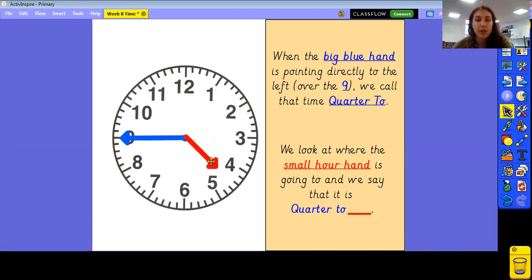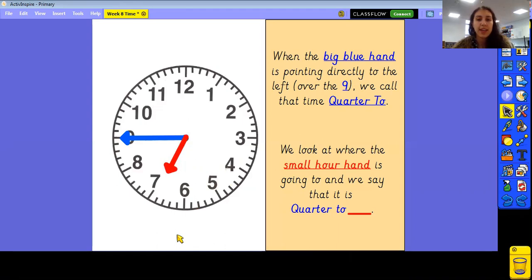What time would we call this? Well, the big blue hand is pointing at the 9, so this shows us it is quarter to. Now let's look at the red hand. Where is it going to? It's going to the 5. So quarter to 5. Let's have a look at another time.